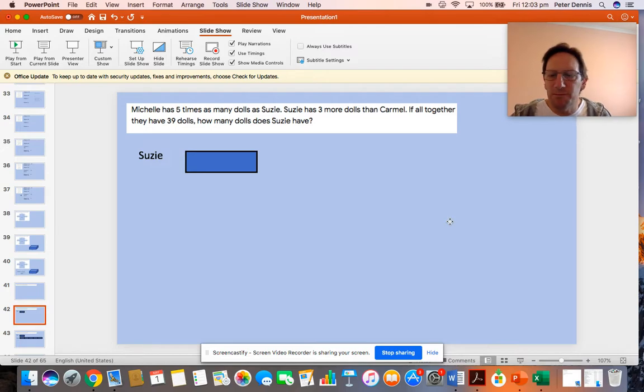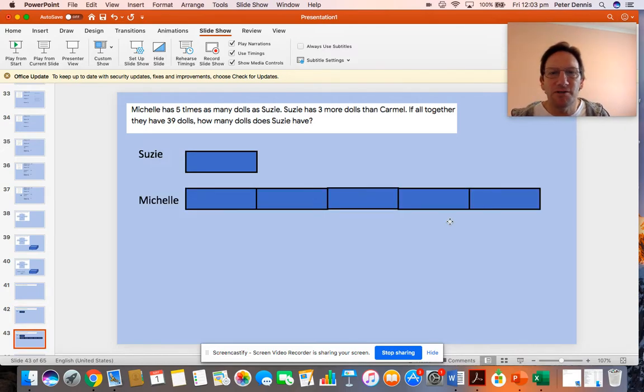Now we know that Michelle has 5 times as many. So all I've done, here's Susie, there's Michelle. 1, 2, 3, 4, 5, 5 times as many. I haven't worried about how big. I could have made this any size I wanted. I just picked a size. I don't know if this is too small or too big. There's no scale. All I've done is that's Susie. Michelle has 5 times as many.